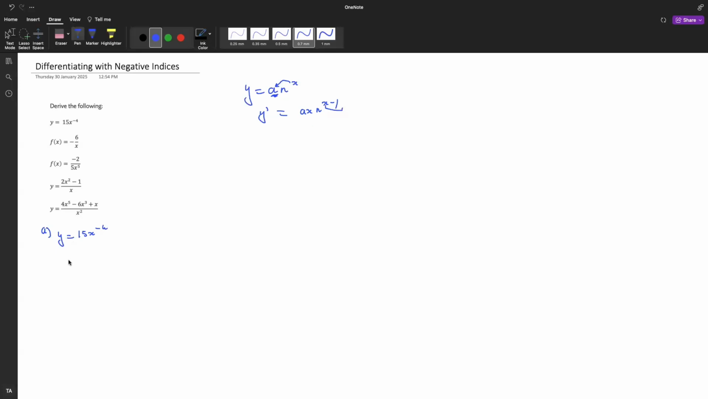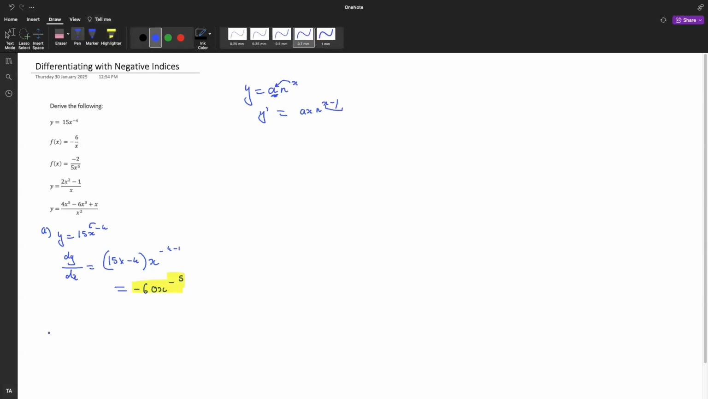So over here we have y is equal to 15x to the power of -4. We get dy over dx is going to equal, again, we're going to bring the -4 down. So we get 15 times -4, and I'll just put that in brackets just so it's clear. And then x, and then we have -4 minus 1. So 15 times -4 is -60. So -60x, and then -4 minus 1 is -5. So the derivative of 15x to the power of -4 just becomes -60x to the power of -5.